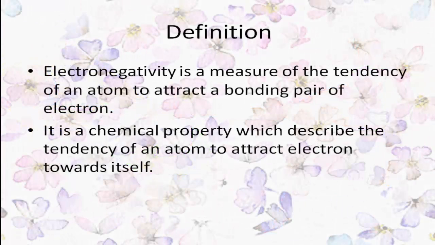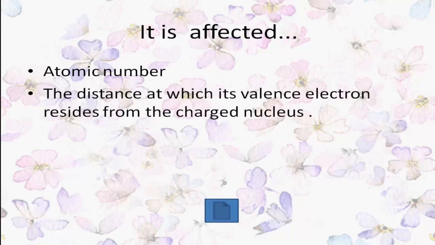So coming to the basic concept and definition, we shall learn that electronegativity is a measure of the tendency of an atom to attract a bonding pair of electrons. Or in another way, we can say that it is a chemical property which describes the tendency of an atom to attract electrons towards itself. It is also affected by two factors. First is the atomic number, and second is the distance at which its valence electron resides from the charged nucleus. That is, the higher the associated electronegativity number, the more an element or compound attracts electrons towards it.